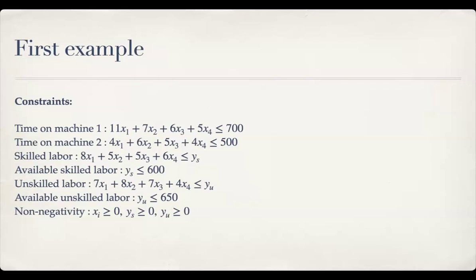Okay? And the next one, skilled labor. It's x1 plus 5x2 plus 5x3 plus 6x4 must be less than or equal to ys. Ys is the number of hours of skilled labor the company purchases. Okay? And while the available skilled labor is less than or equal to 600, we need to post this inequality constraint too.